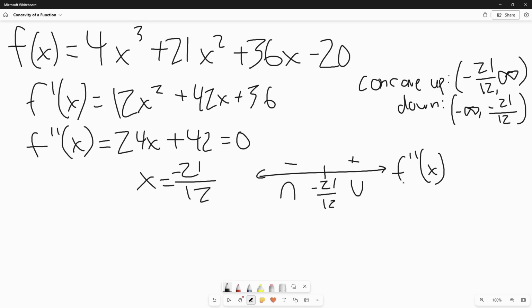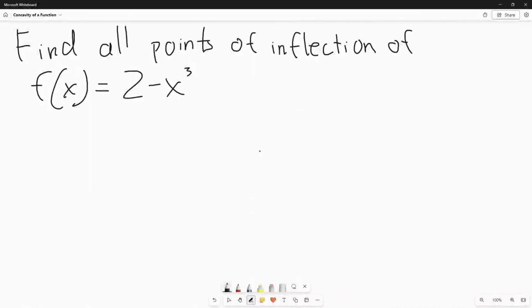Drew a sign diagram for the second derivative of x, and when it was negative, it's concave down. When it's positive, it's concave up. And we wrote our intervals as our final answer. Now, let's get into some practice problems. If you think you know how to do this one, pause the video and try it.